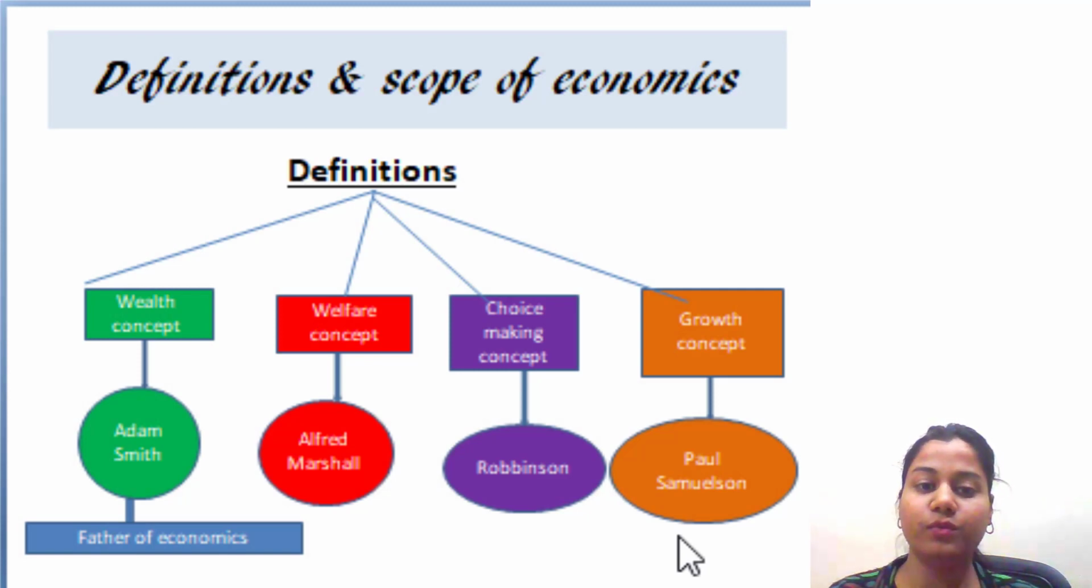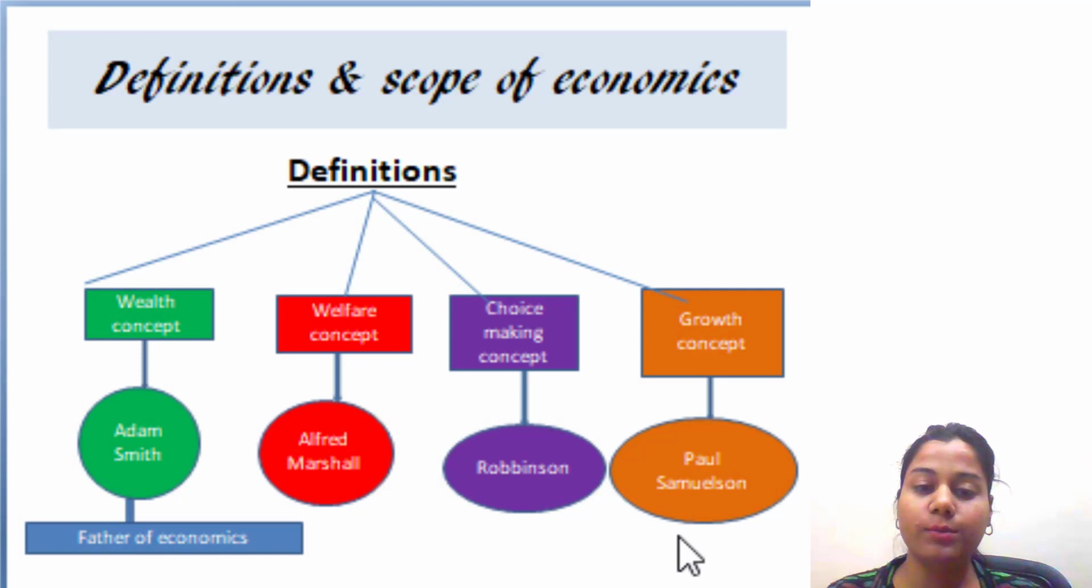Therefore, the next concept which came into being is welfare concept, which is given by Alfred Marshall. Here, the focus was shifted from wealth to welfare. Alfred Marshall said that economy is the study of mankind. But again, as we know, the welfare term is vague. Therefore, the major criticism of this definition was that the term welfare is not clear.